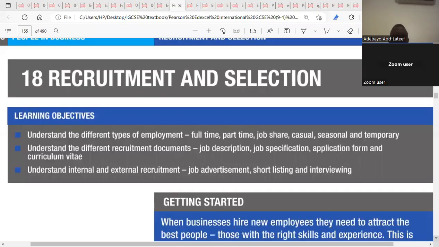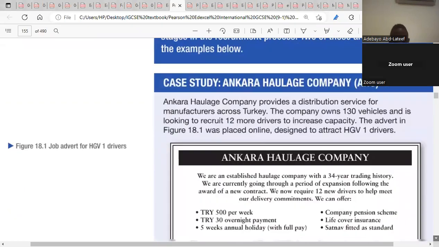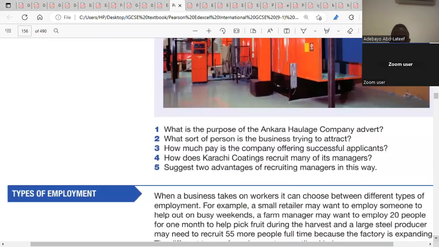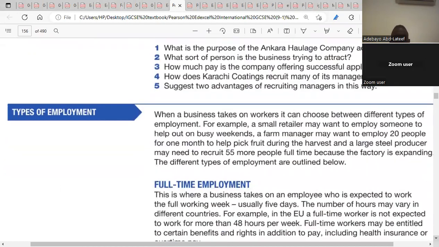So we go to chapter 18, recruitment and selection. When you talk about recruitment, it implies employing workers for a vacant position. That is what recruitment is about. Employing workers for a vacant position. That is recruitment.